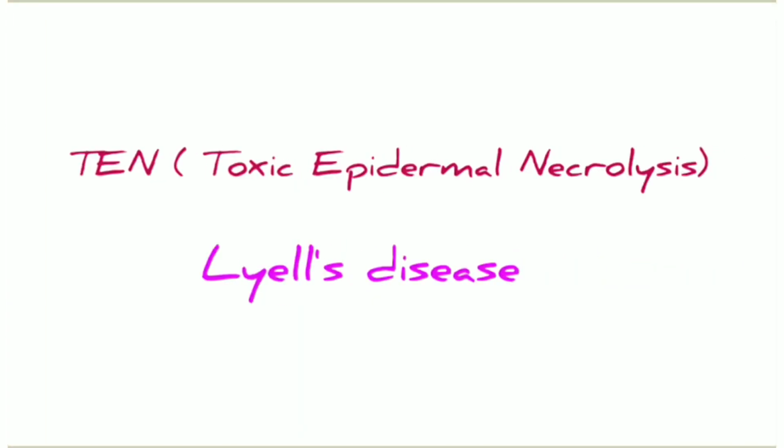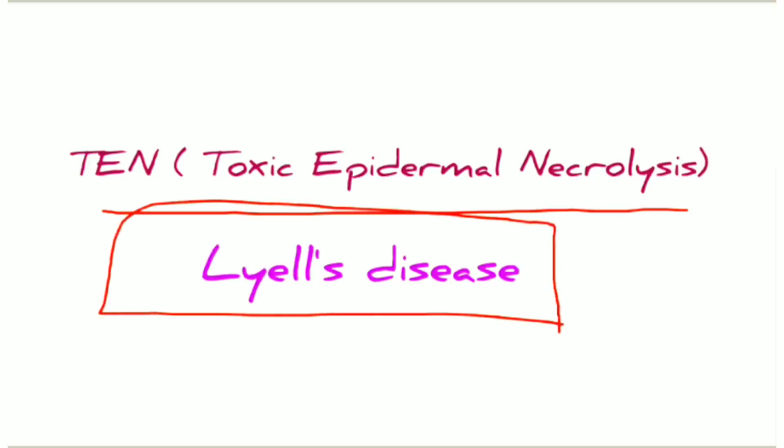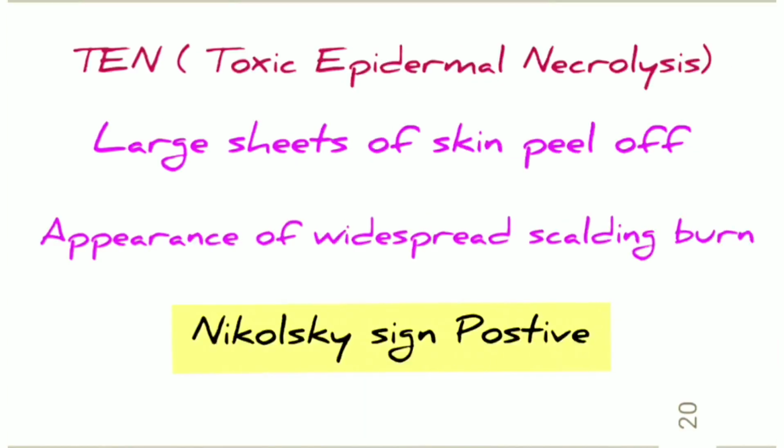Now let us see the fourth disease which is included under erythema multiforme, that is TEN, toxic epidermal necrolysis, also called Lyell's disease. So this is the alternative name, Lyell's disease. Now let us see what it is. In TEN or Lyell's disease, large sheets of skin peel off very easily. The skin will peel off very easily, like what we do with a boiled potato.